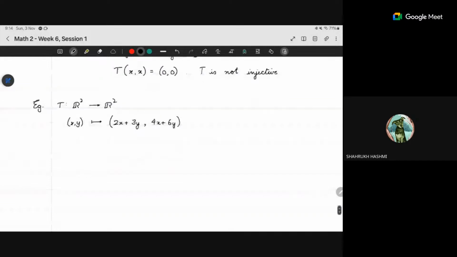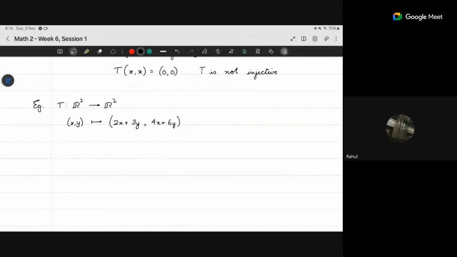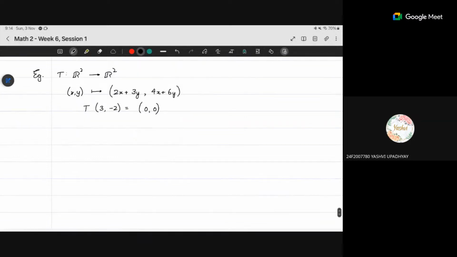What about this? Is this injective? No. What is T of (3, -2)? 0. So there is a non-zero vector which is mapped to the 0 vector. So this is not injective, correct?